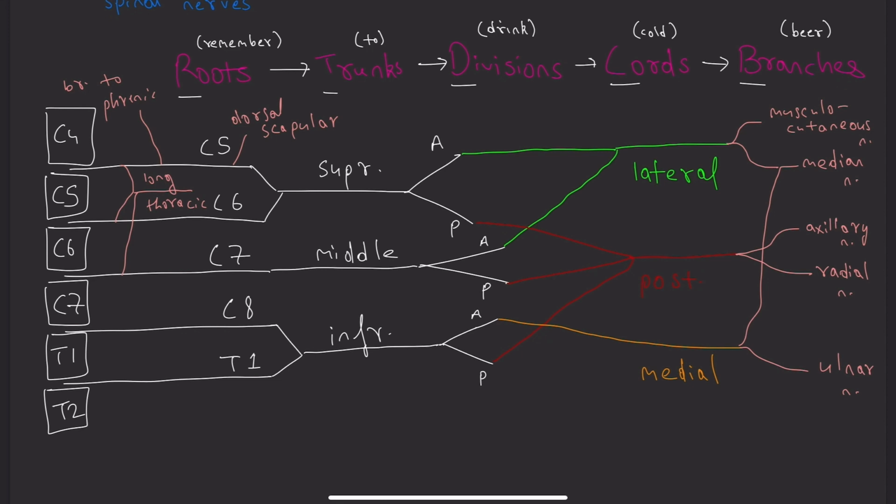So we'll just revise what branches arise directly from the C5 root. There's a branch to the phrenic nerve and the dorsal scapular nerve. And from the roots C5, C6 and C7, we have the long thoracic nerve. Now from the superior trunk, we have two branches. So we have 1 and 2. The first branch of the superior trunk is the suprascapular nerve, and the second branch is the nerve to the subclavius.